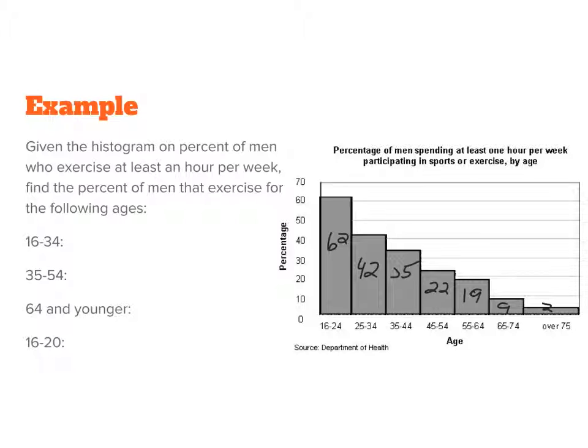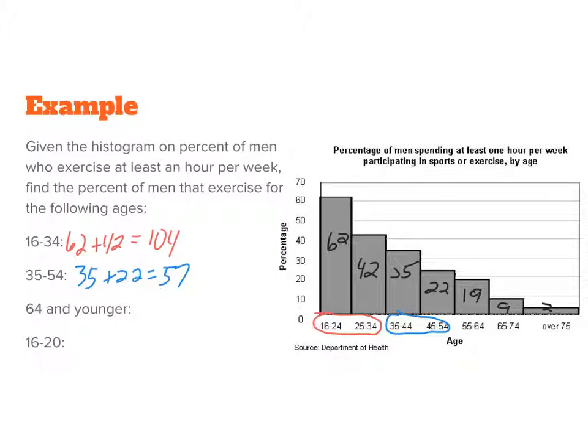So our first one, we've got between 16 and 34, which means we're taking these two and adding them together. Okay? So if we add those together, 62 plus 42, we're going to get 104. So about 104 men exercise between those two age groups. 35 and 54, so we're adding these two together. 35 and 22, we're going to add those together, and we would get 57.